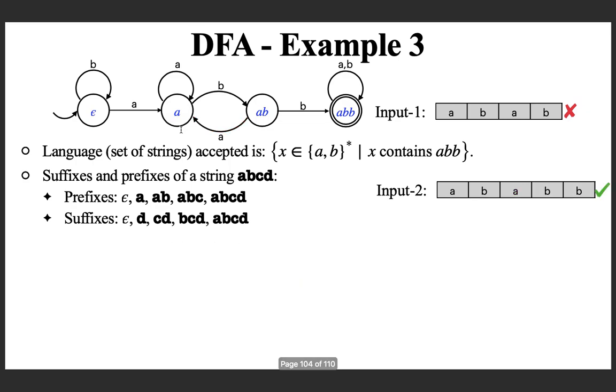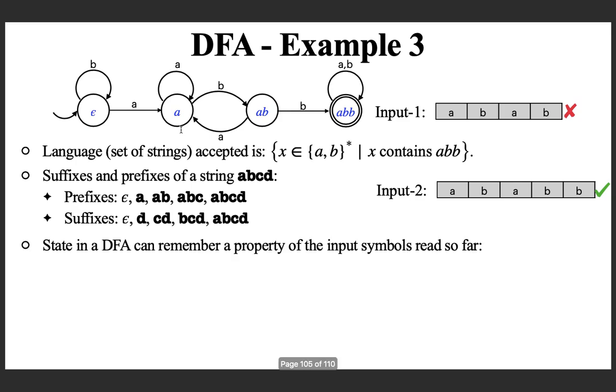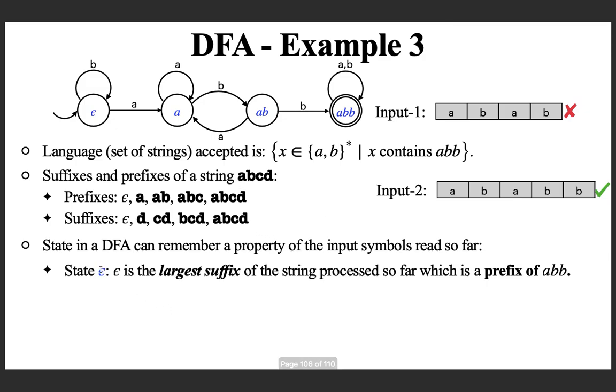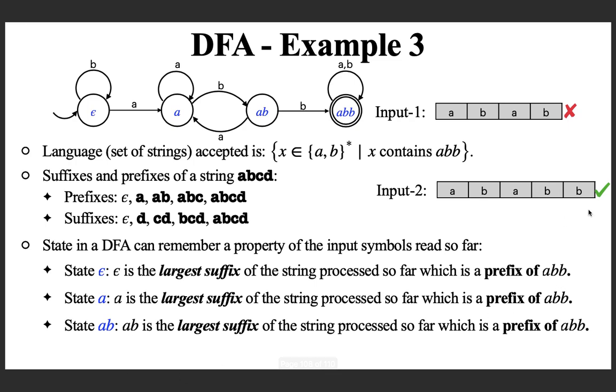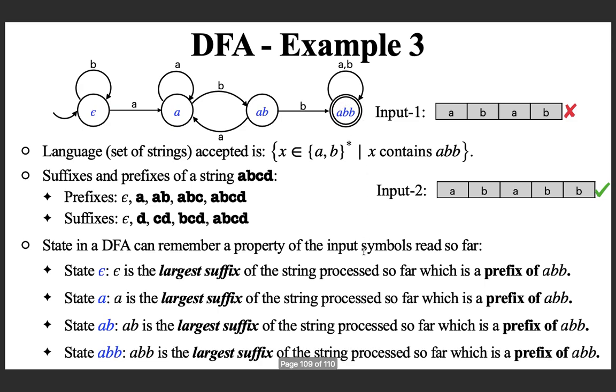Now, I am going to give you the context of the 4 states in it. A state in a DFA can remember a property of the string, and here the state epsilon means that epsilon is the largest suffix of the string processed so far which is also a prefix of ABB. Similarly, A is the largest suffix which is a prefix of ABB. Here, if you have so far processed AB and you are standing here, AB is the largest suffix which is also a prefix of ABB. Similarly, you can have the definition for the last state.